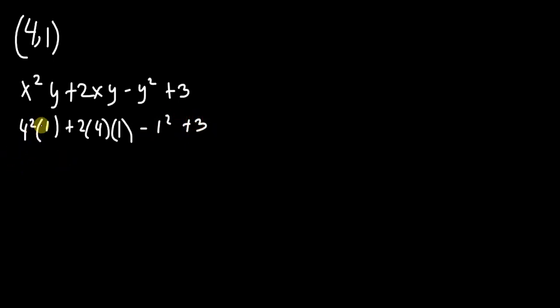4 square, 4 times 4, that is 16. 16 times 1 is 16. Plus 2 times 4, 8. Times 1, that is still 8. Minus 1 square, so that is 1. Plus 3. So 16 plus 8, that is 24. Minus 1, that is 23. Plus 3, so that is 26.